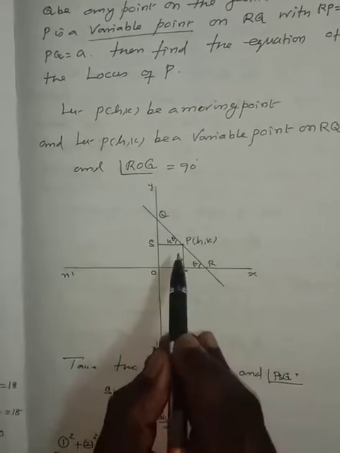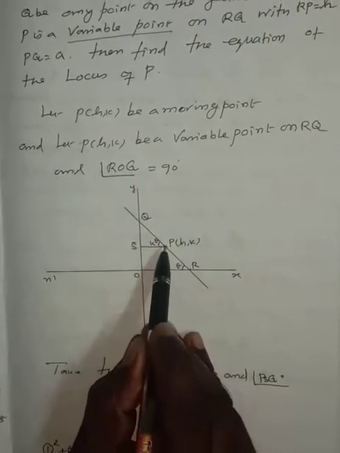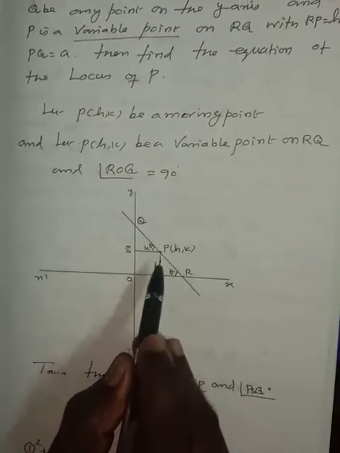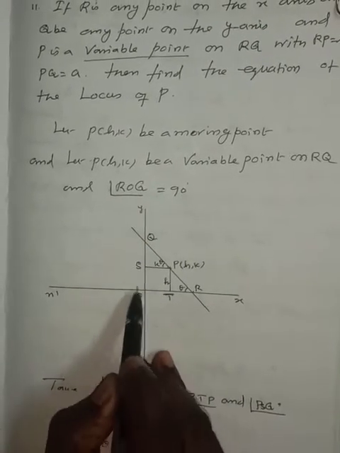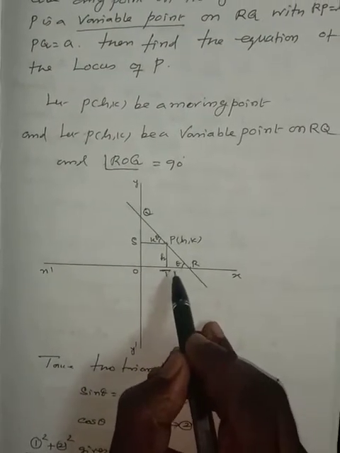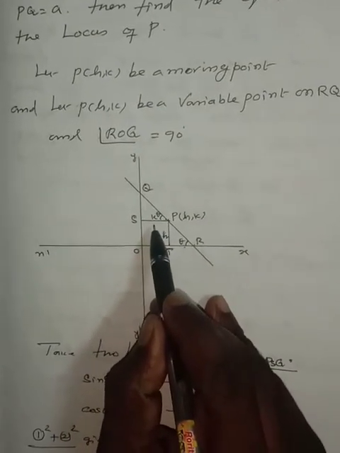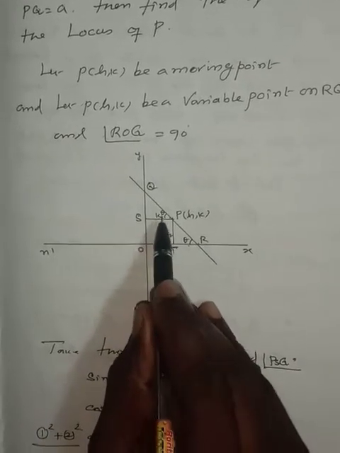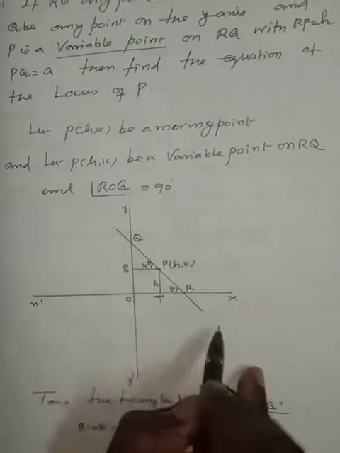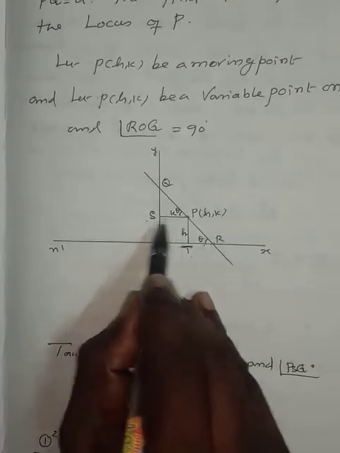Now P is (h, k). Draw a perpendicular line to the x-axis from P to T, and draw a perpendicular line from P to the y-axis at S. Then we get one angle theta and another angle theta. These two are the same angle. Why? The reason is this is a slanting line. Now h is PT, k is SP.